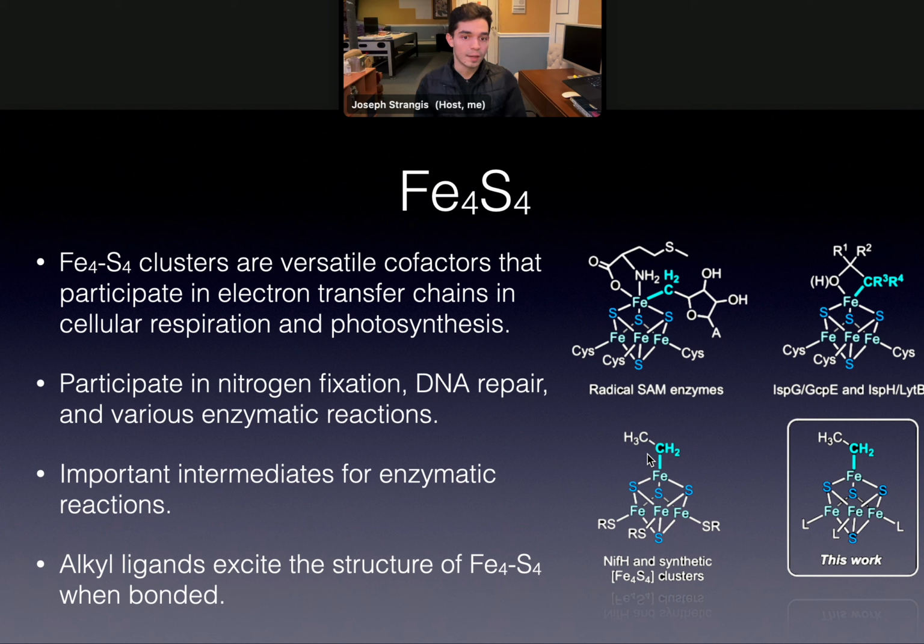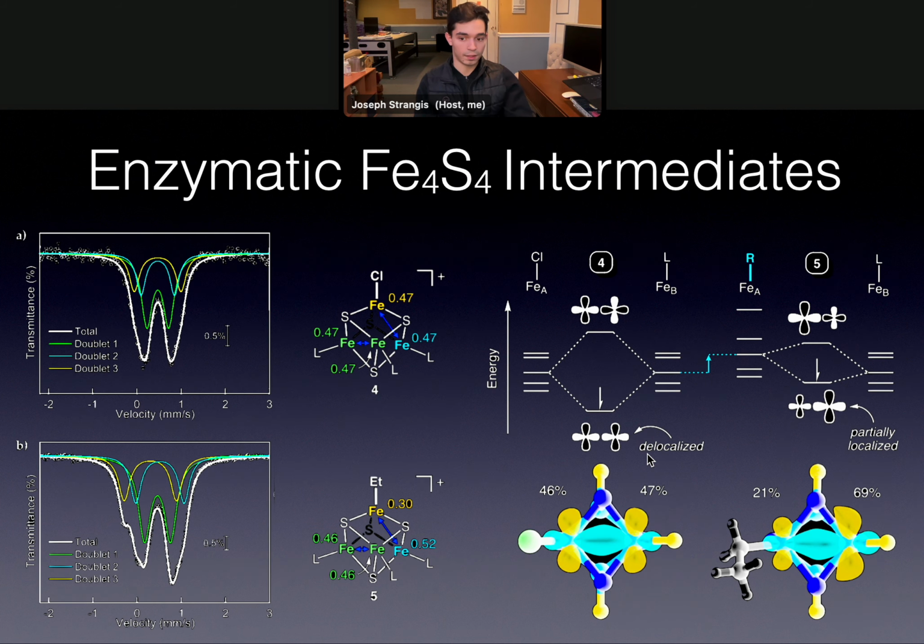Here we see some examples of these structures with groups attached to it on the right. So by investigating the electronic structural properties of these alkyl complexes, we could get insights into the behavior of these intermediates and their role in the enzymatic process. So the clusters that were synthesized in this experiment are shown in the middle in 4 and 5. We have the synthesis and characterization of a 3-to-1 site differentiated Fe4S4 chloride and ethene cluster.